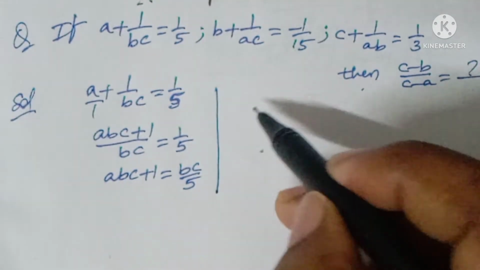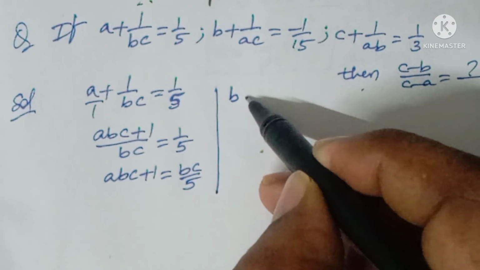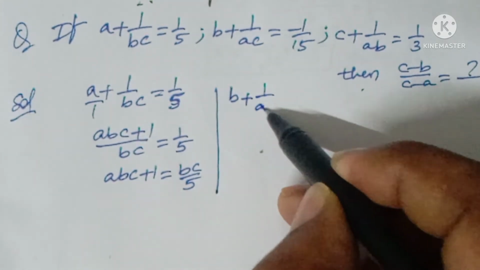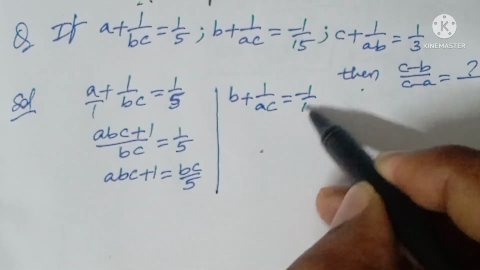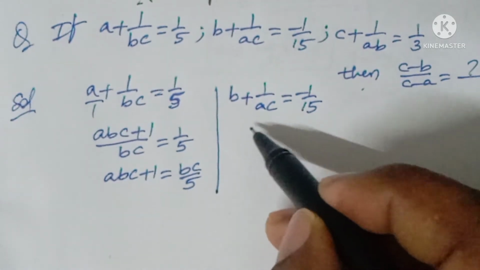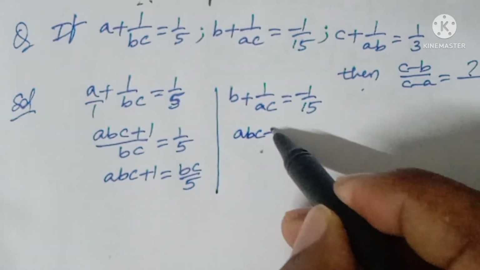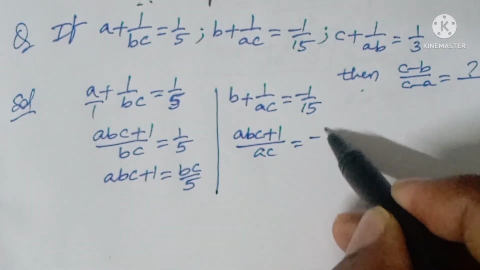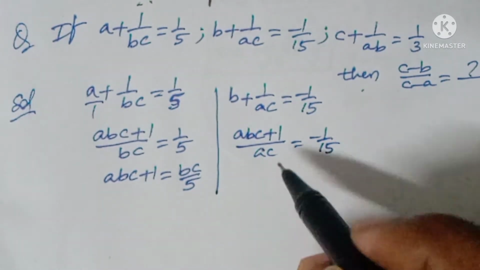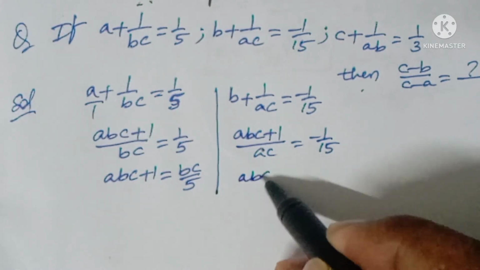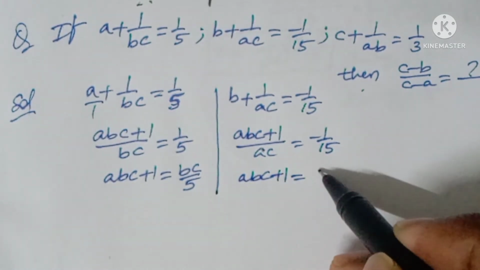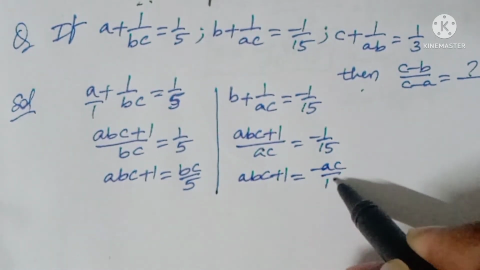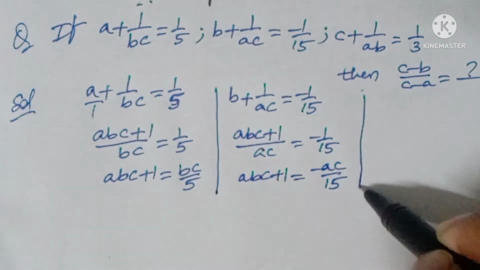Now if you take the second one, b plus 1 by ac is equal to minus 1 by 15. So abc plus 1 by ac is equal to minus 1 by 15. So abc plus 1 is equal to minus ac by 15.